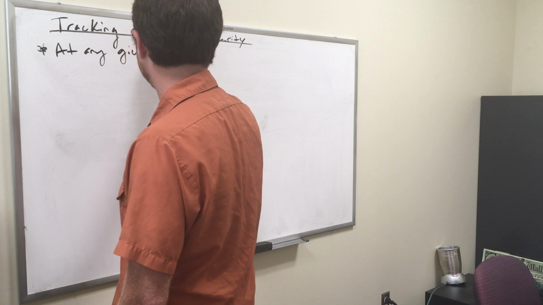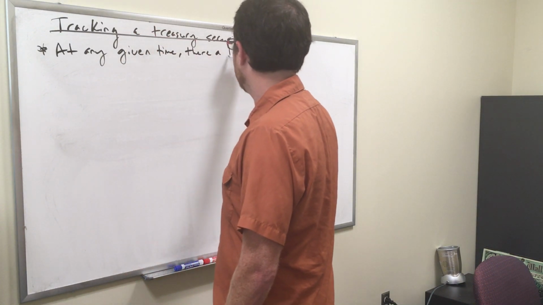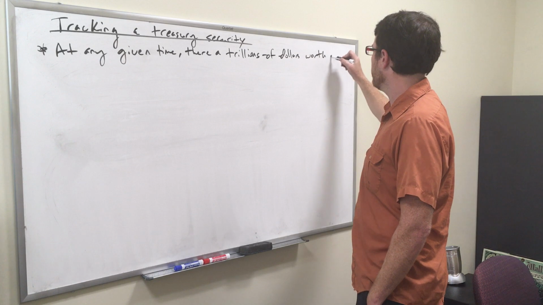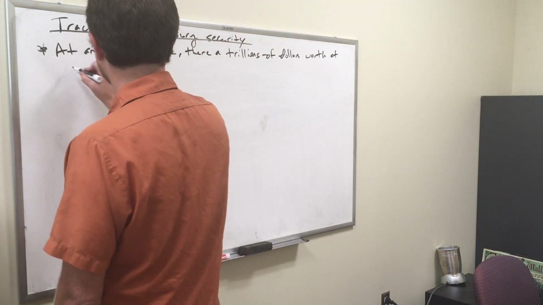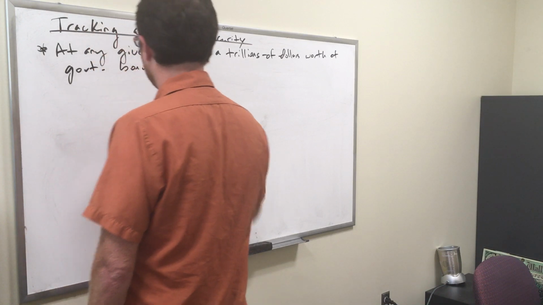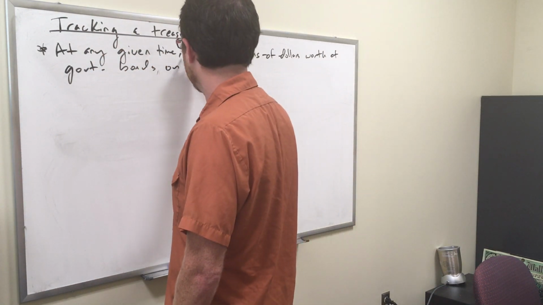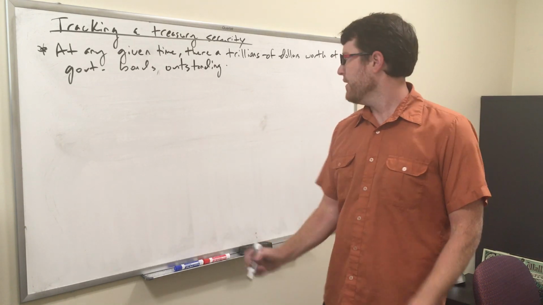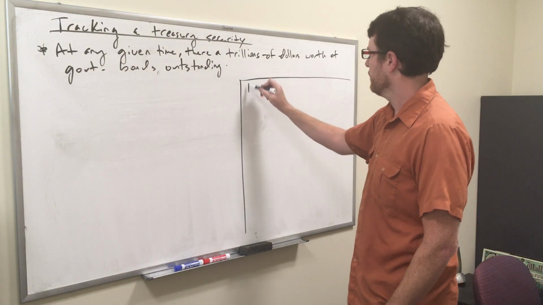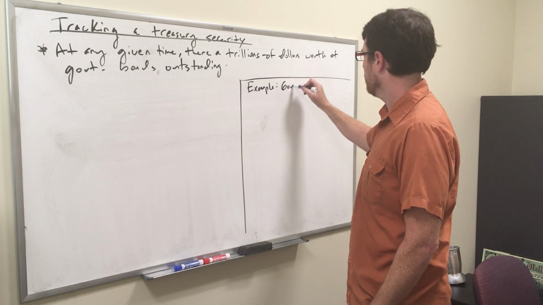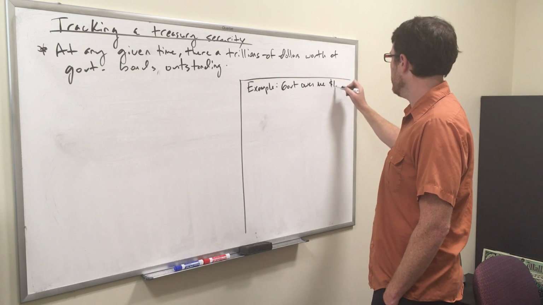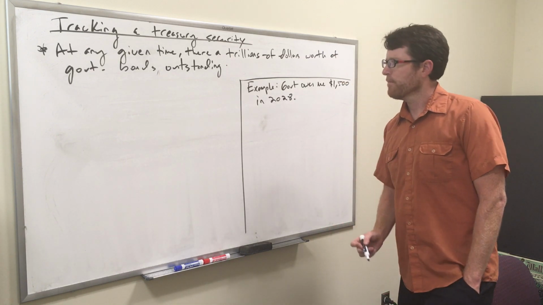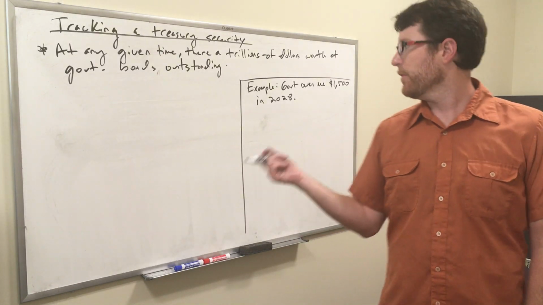At any given time, there are trillions of dollars worth of Treasury securities or governmental bonds that are outstanding. Okay? All right, so what that means is these bonds are currently active. So right now, to give you an example, the government owes me $1,500 in 2028. Okay? So that's a Treasury security. It's a governmental bond. The government's going to pay that money to me.